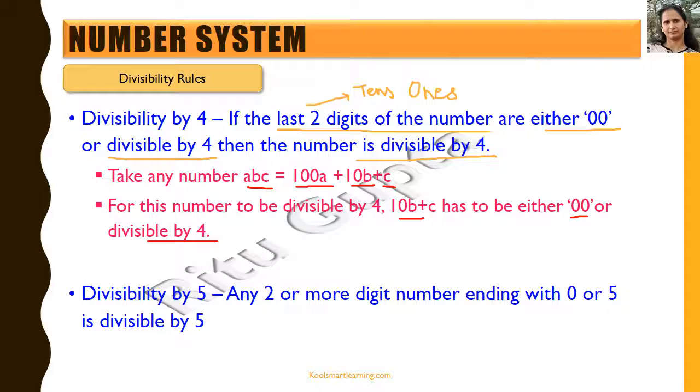Now let's look at the divisibility by 5. Any two or more digit number ending with a 0 or 5, that means the units digit of the number is 0 or 5, then the number is divisible by 5. We can derive these divisibility rules, but now we'll just focus on the rules. You can try doing it and reach these rules.